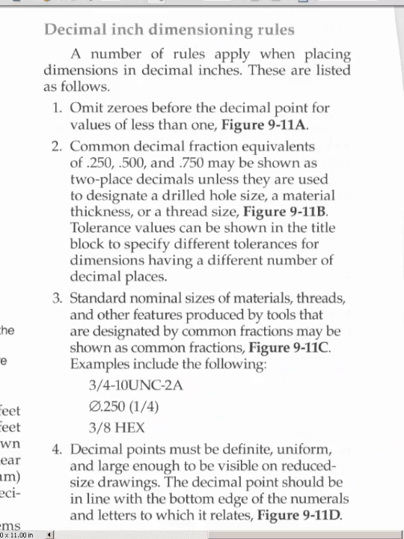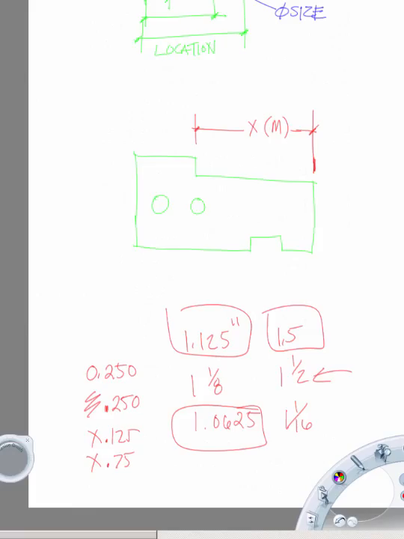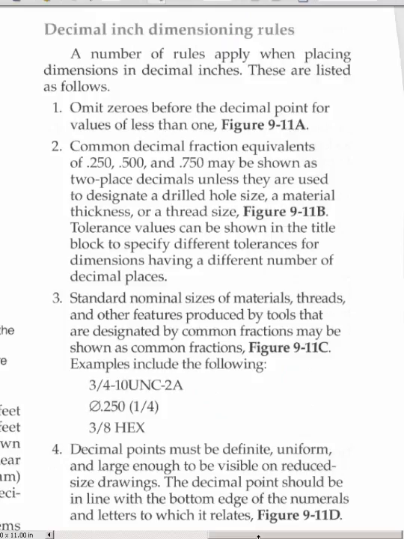That's rule number 1. Common decimal fraction equivalents may be shown as 2 place decimals unless they're used to designate real or whole size and numeric thickness. So it's just saying that instead of 0.750, you can go with 0.75 when dealing with common values, like 0.5 is a common value, 0.75 is a common value, 0.25 is a common value. You can omit the zeros in those cases.